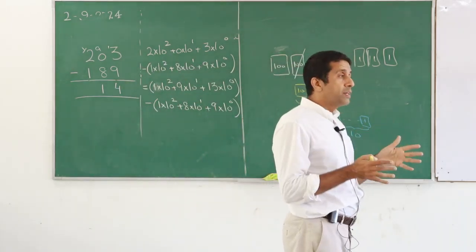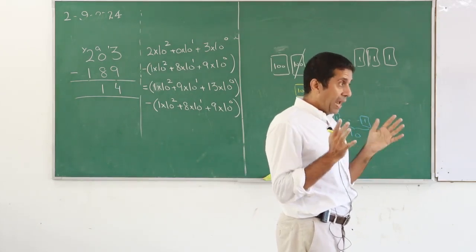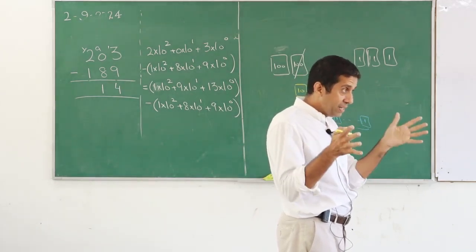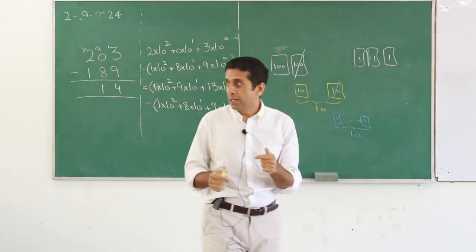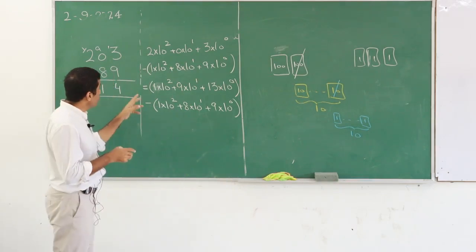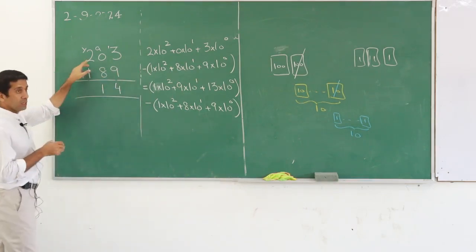Because 100 got converted into 10 tens, and then 1 of those 10 tens got converted into 10 ones. 9 tens are left. Ji, is this clear? So now do you see what I did over here?